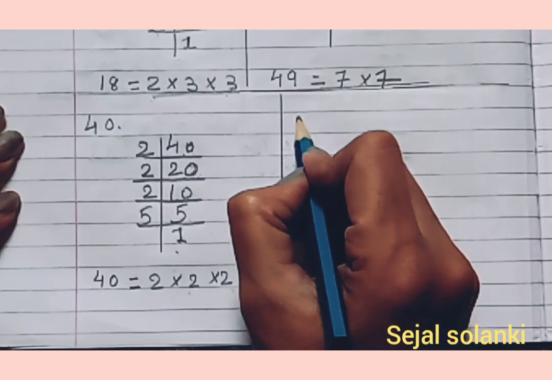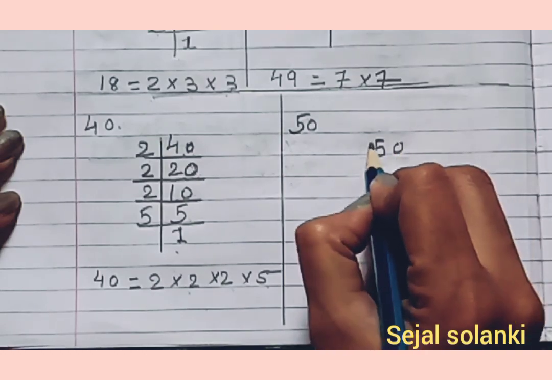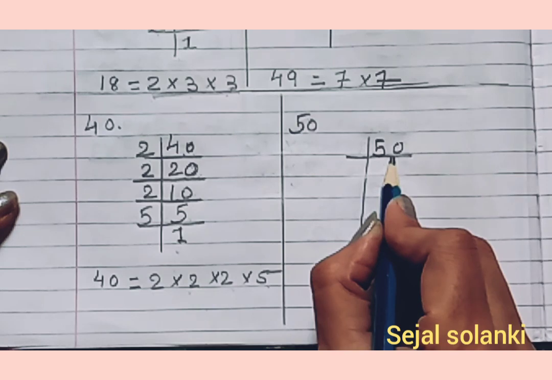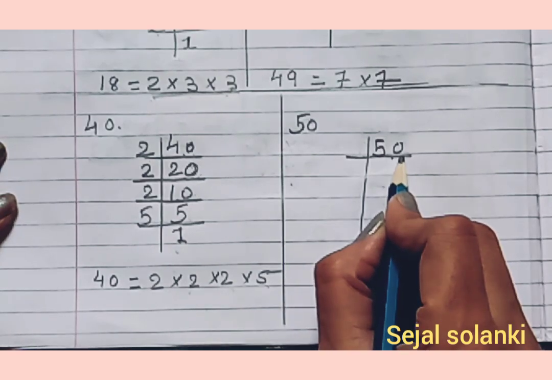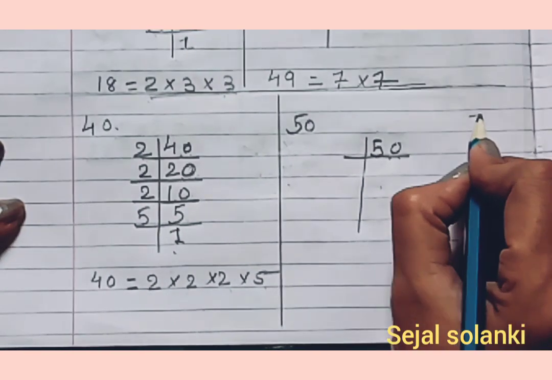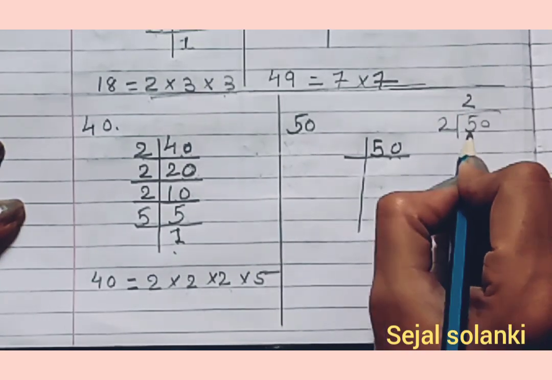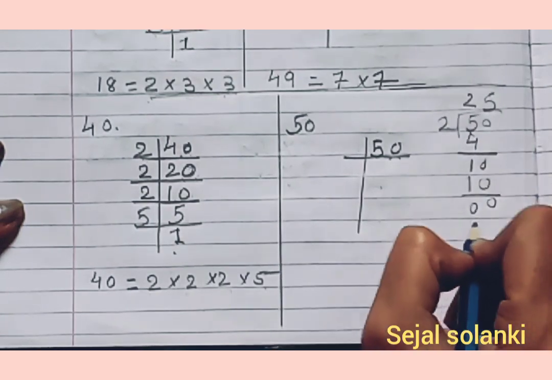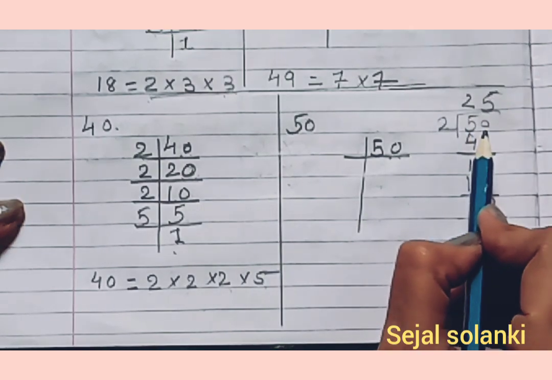Let's take 50. First we will write the number and at the left side we will draw the line. Now is 50 even or odd? The ones place is 0, so it is an even number. So it can be divided by 2. It's a bigger number, you may not know it, no problem. Divide 50 by 2 and see. 2 2s are 4 and 2 5s are 10. We got 0 remainder. So 2 25s are 50.